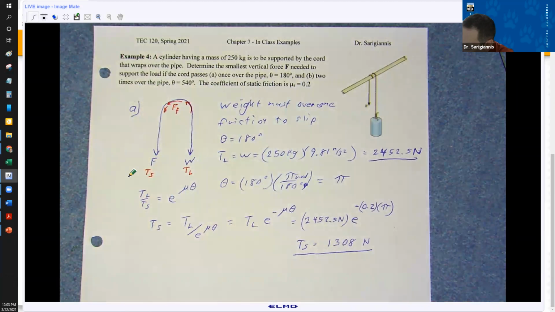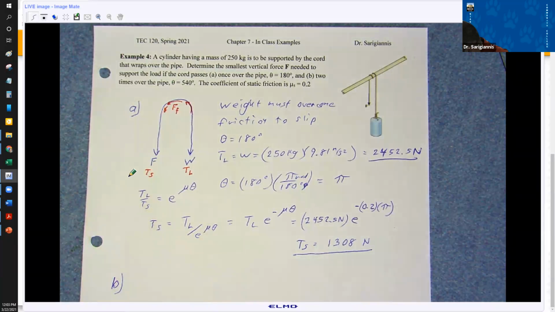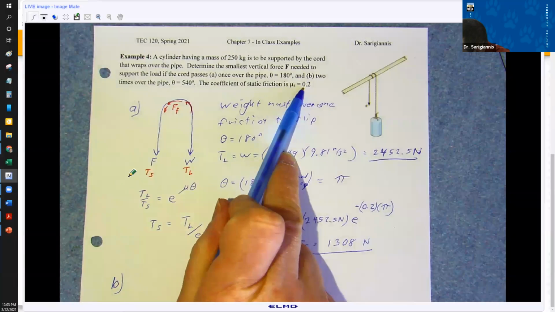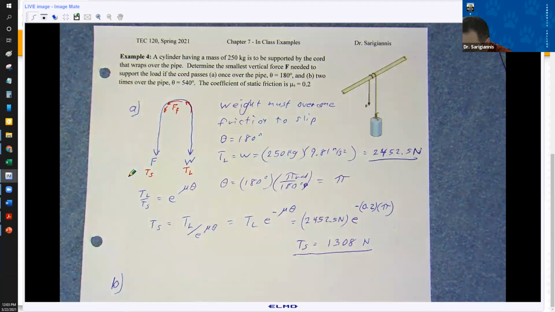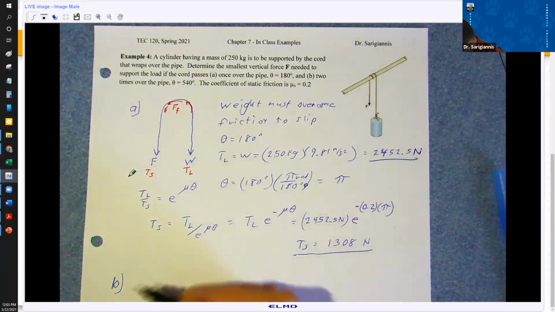So now we're going to look at part B. We're going to wrap this cord around the pipe twice. And the coefficient of static friction is still the same, 0.2. The thing that's changed now is the angle. So let's see what that looks like. I never know how to draw this. I think I'm going to get a different color for the pipe. I'll do the pipe in pencil here.